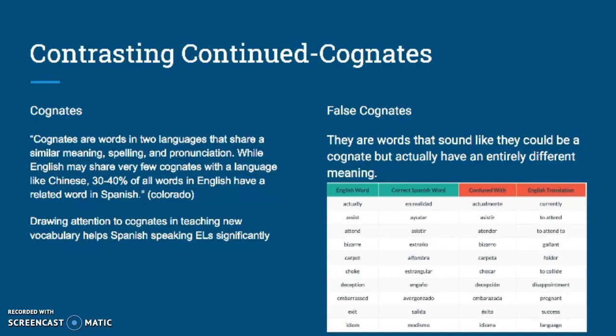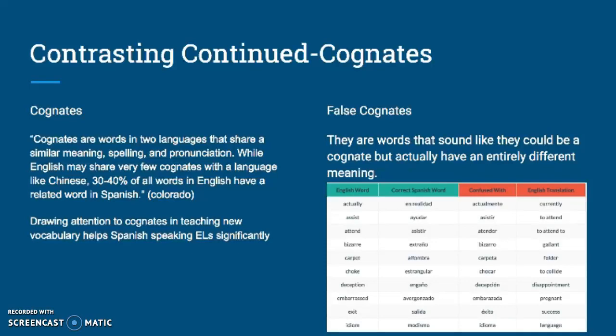False cognates, on the other hand, are words that sound like they could be cognates but actually have an entirely different meaning. For example, some false cognates are the words actually and actualmente. The word actually can be translated to en realidad, and actualmente in Spanish actually means currently. The words assist and asistir are two other words that are commonly mistranslated. Assist should be translated to ayudar and asistir to attend.